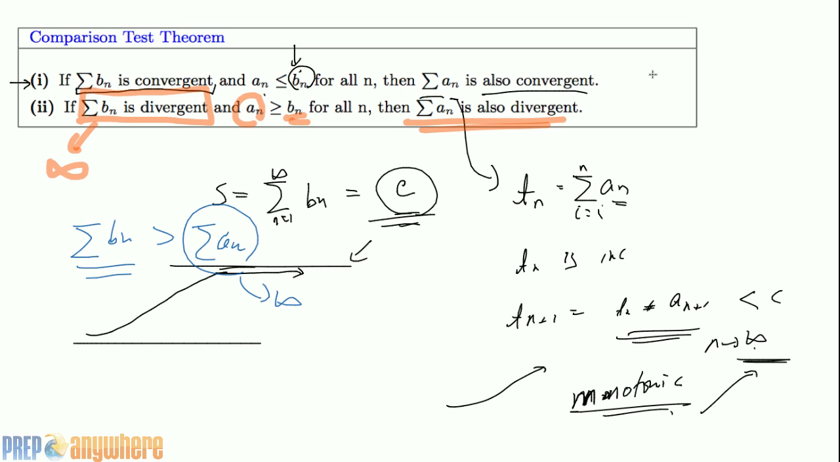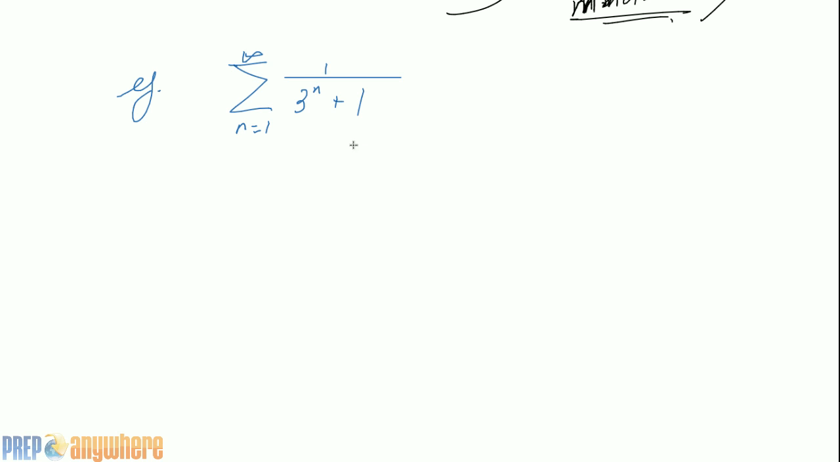Okay, so the more important thing is how do we apply this theorem. So let's do an example. Suppose we have this example here. Now let's let that be An. Now if I let Bn be 1 over 3 to the power of n, clearly Bn is bigger than An, because if you add 1, it makes the overall fraction smaller. So An is less than Bn.